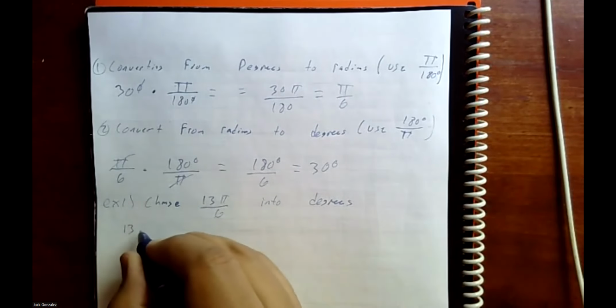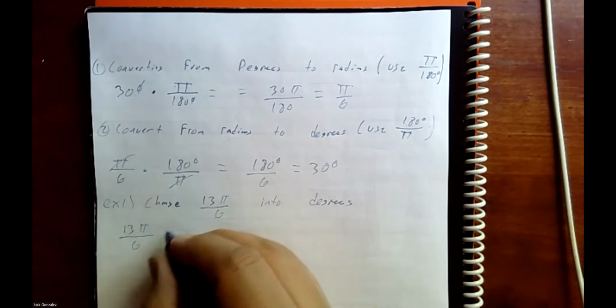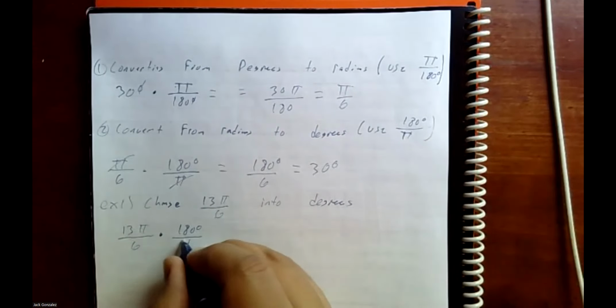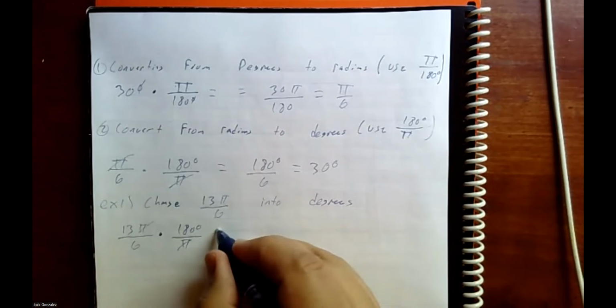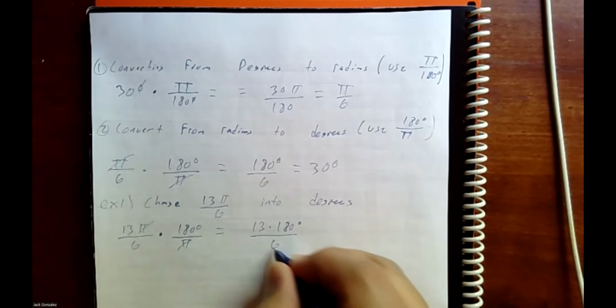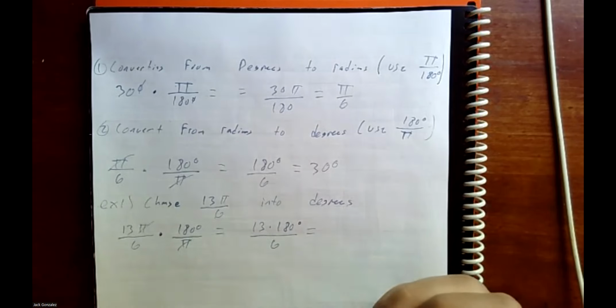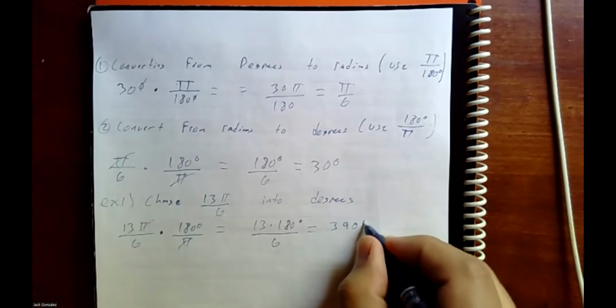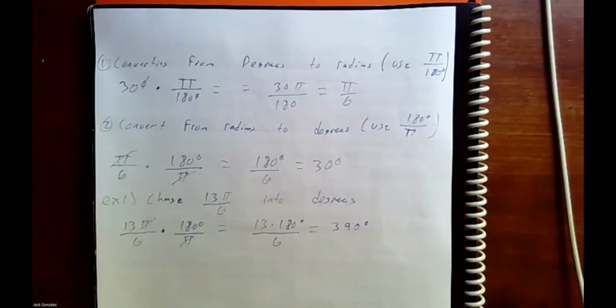Then we can answer the question a lot easier as to what quadrant this is in. So multiply by 180 over pi. That cancels, that cancels. We get 13 times 180 over 6. 180 divided by 6 is 30, and then times 13. This will be 390 degrees. So I'm going to go back to the homework and say, okay, 13 pi over 6 is 390. That's a lot easier to find, right?